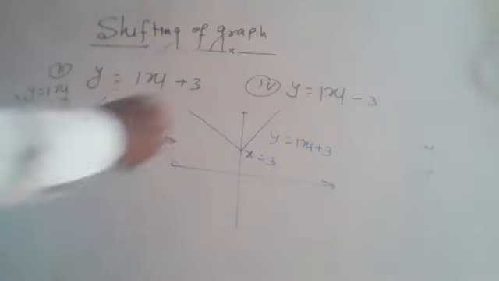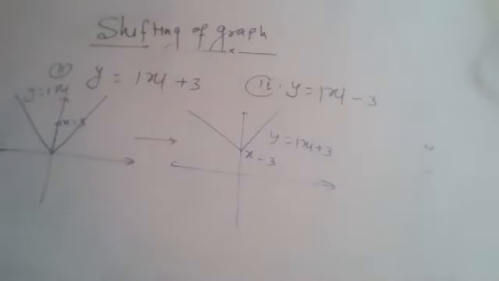And the third one, what is going to happen? Here in this one, a constant is subtracted from the overall mod x. So that's why we have to shift the graph along negative y-axis. So just draw this one graph, and after that, next one.